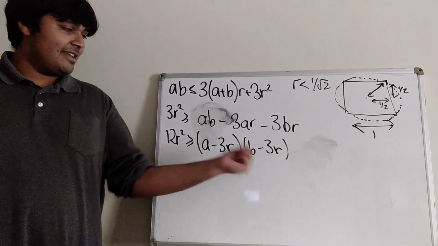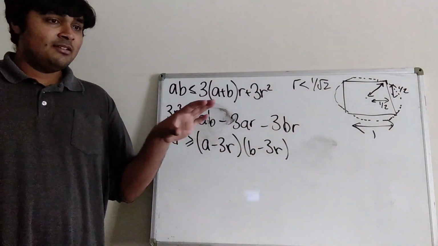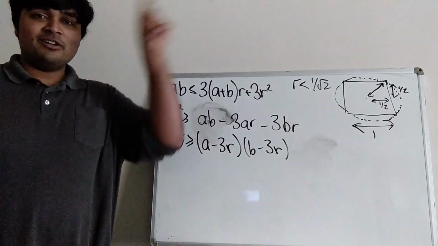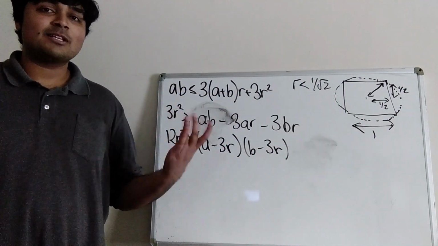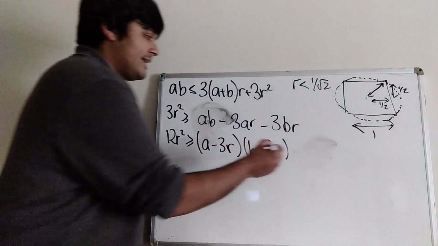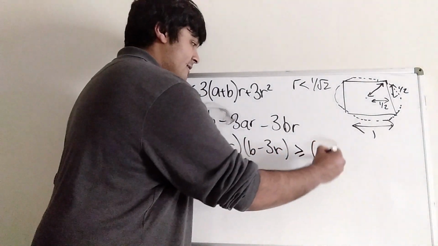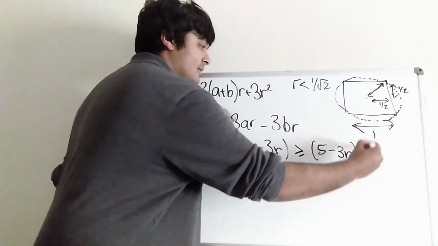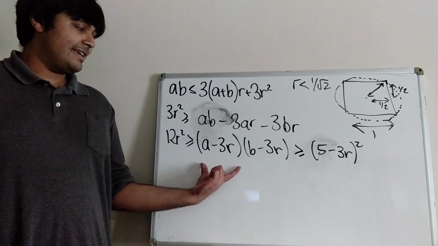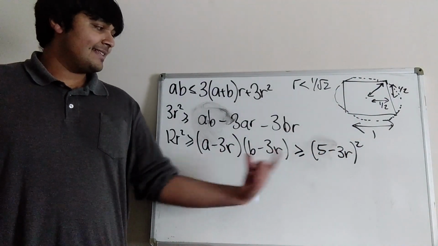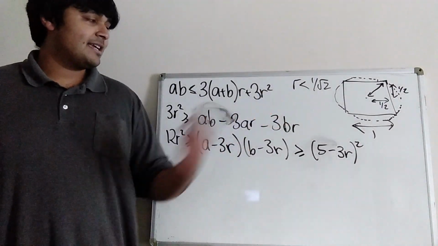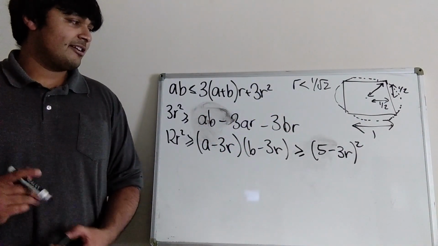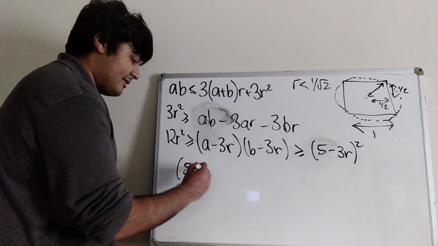But remember what A and B were. They were radii of these disks, and we know by the assumption that A and B therefore must be at least 5. So this guy here is bigger than or equal to (5 minus 3r) squared. Because this thing here is at least 5 minus 3r, as is this thing here, at least 5 minus 3r. So 12r squared is bigger than or equal to (5 minus 3r) squared.